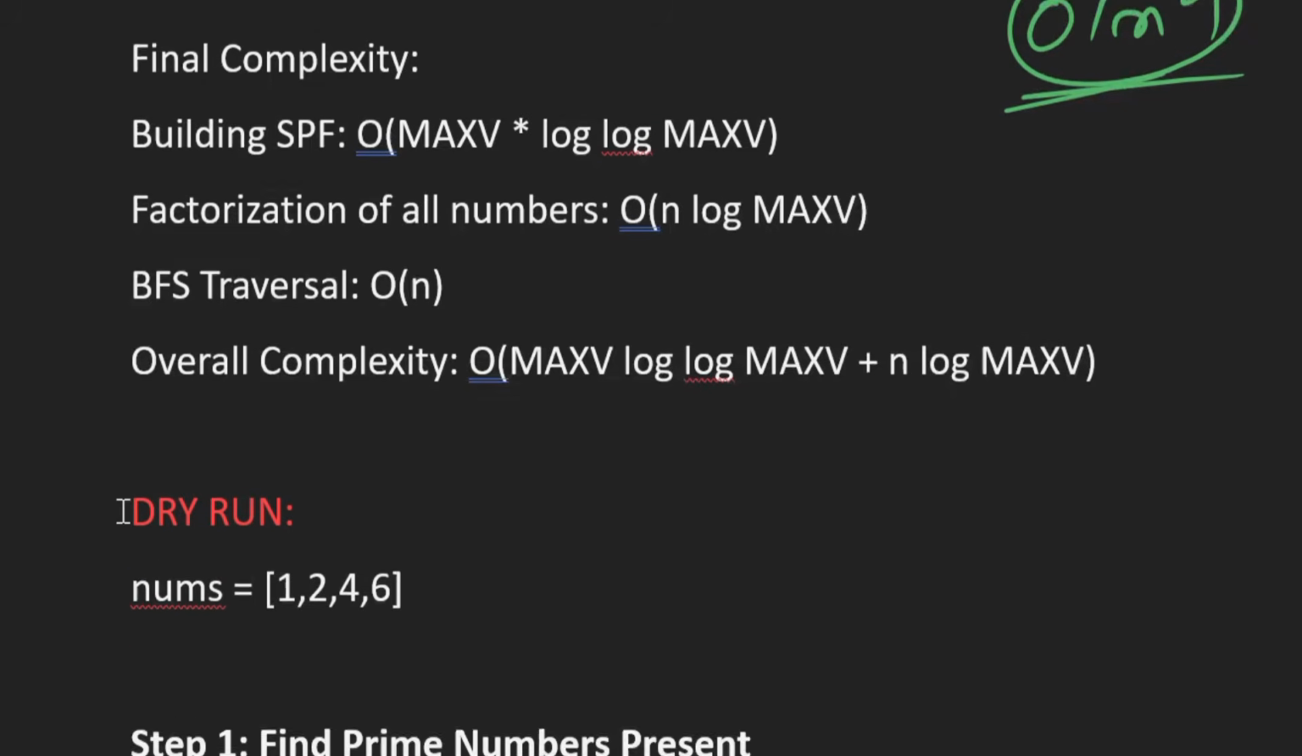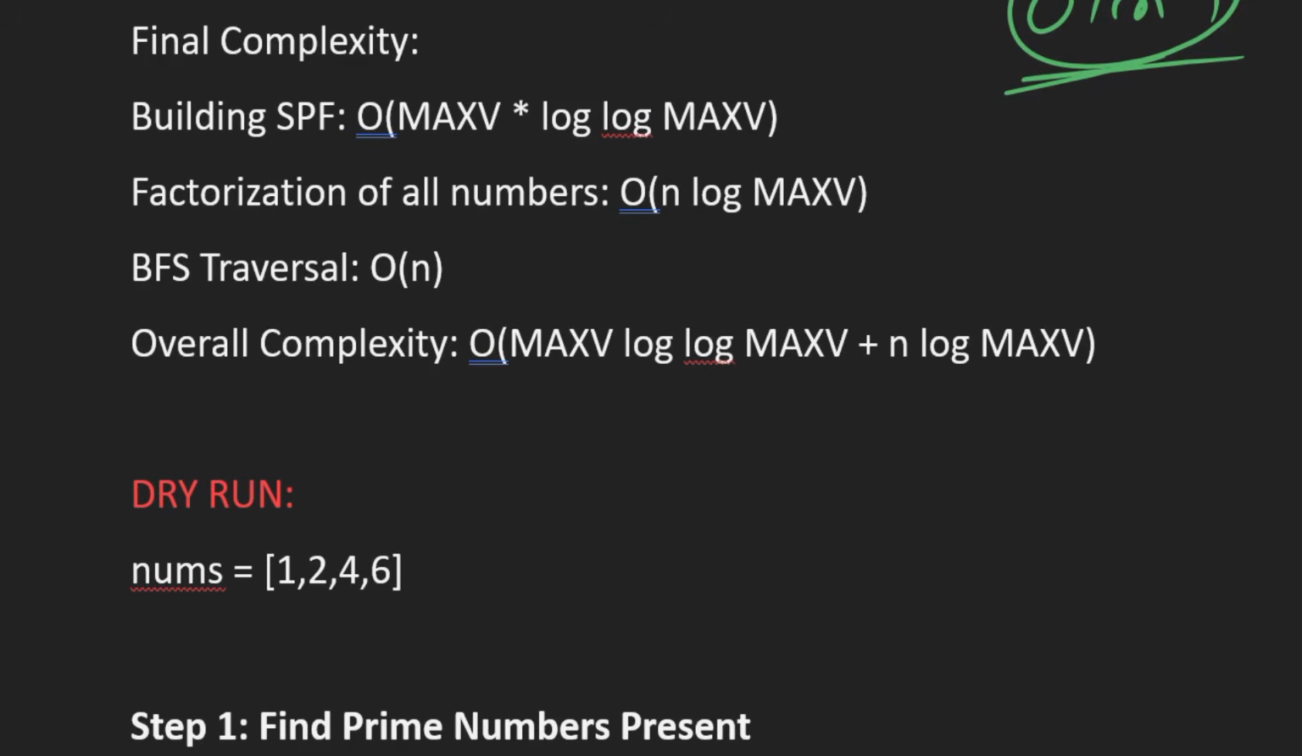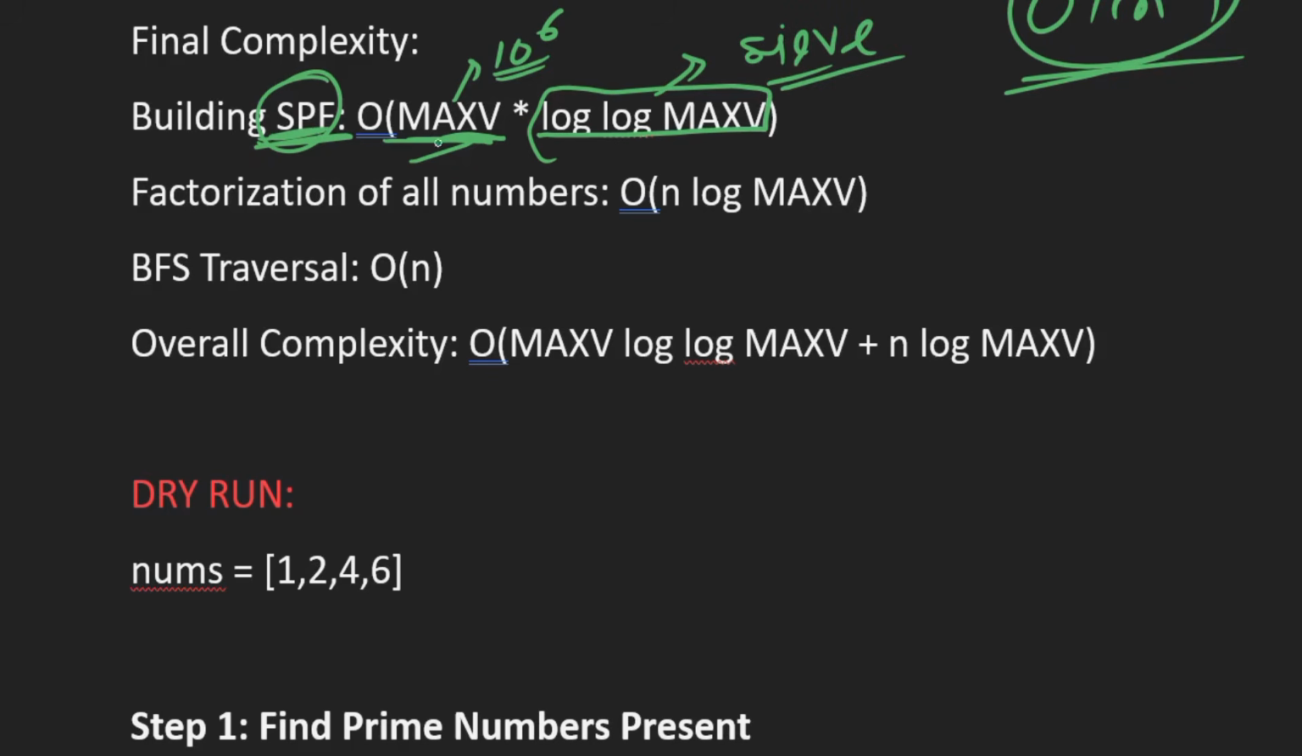Now let's see the complexity of this approach. So first we have to build SPF, smallest prime factor, right? So max v is 10 to the power 6, right? So the time complexity to build SPF is big O of max v into log of max v. This is for the sieve method. Right? So this is the time complexity to build SPF.